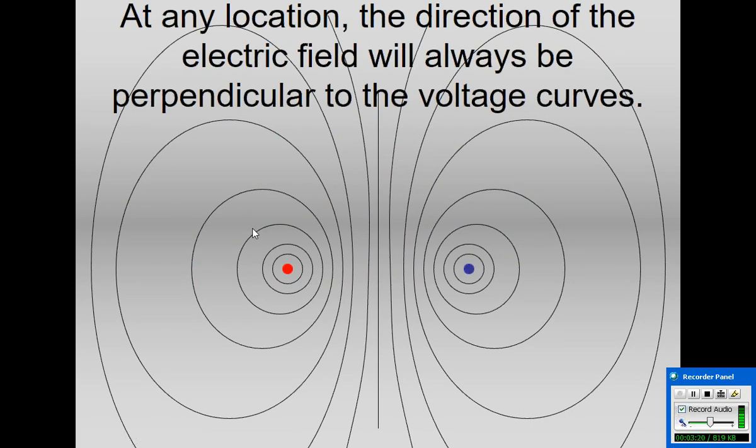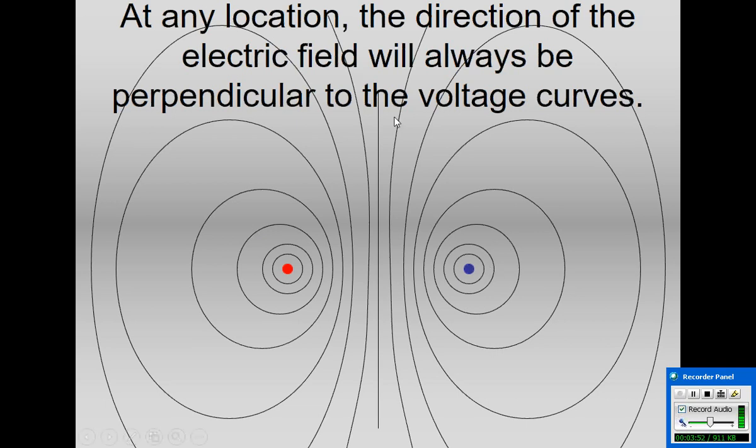I also want to stress the relationship between the electric field lines and the equipotential curves that we discussed before. Remember, the equipotential curves are somewhat like, in a topographic map, the curves of equal altitude. What we have on the screen are the equipotential curves for an electric dipole. The red circle representing the positive charge, the blue circle representing the negative charge.